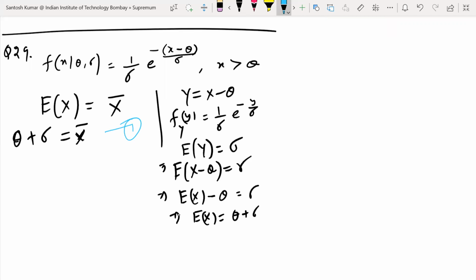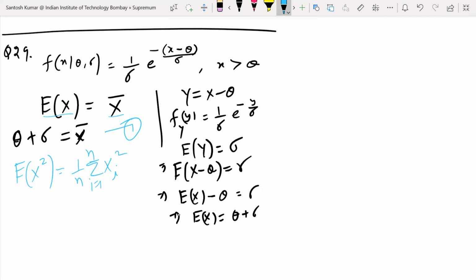And now for the second moment. The second moment of the population is equal to the second moment of the sample. So it's the method of moments: the first moment of the population is equal to the first moment of the sample, then the second moment of the population is equal to the second moment of the sample.